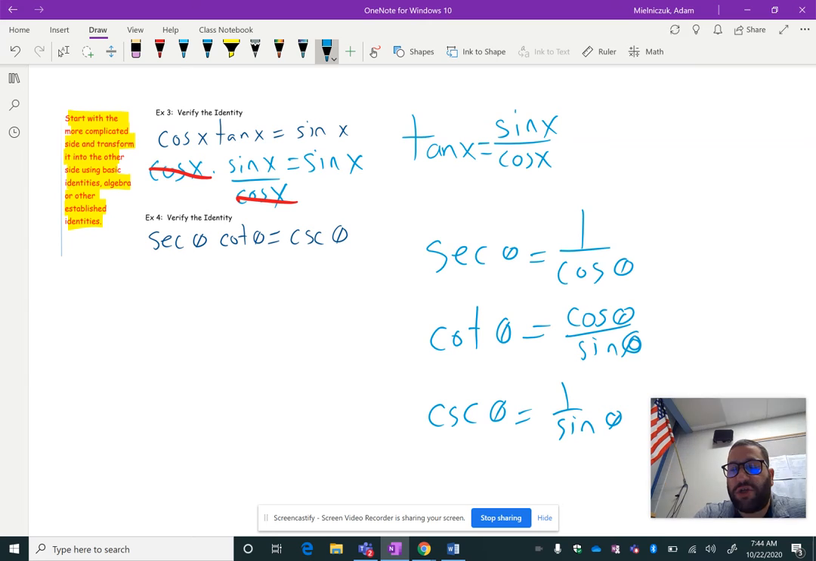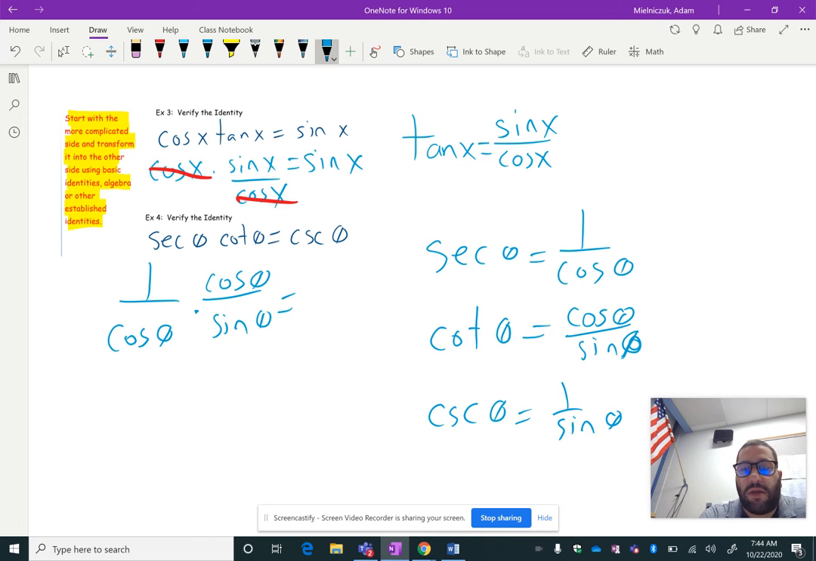So in this situation, every single piece has an identity that we probably want to look at. So secant theta is 1 over cosine theta. Cotangent is cosine theta over sine theta. And cosecant is 1 over sine theta. All right, so let's see what cancels out. The cosines cancel each other out, and that's it.